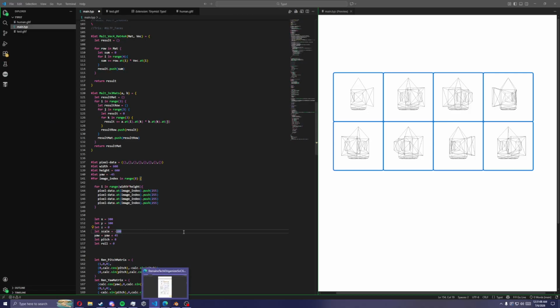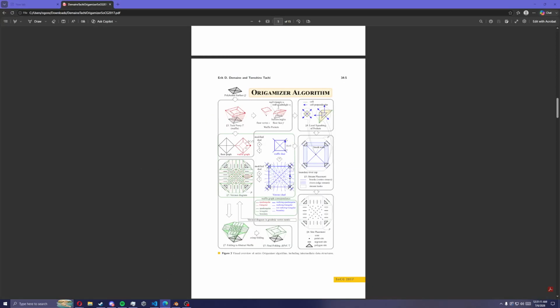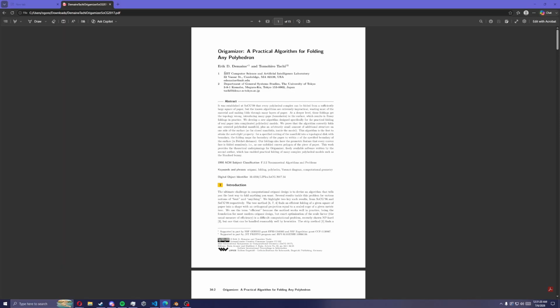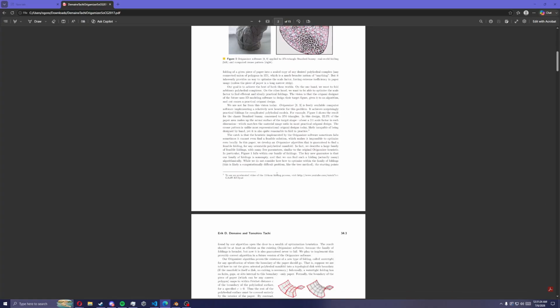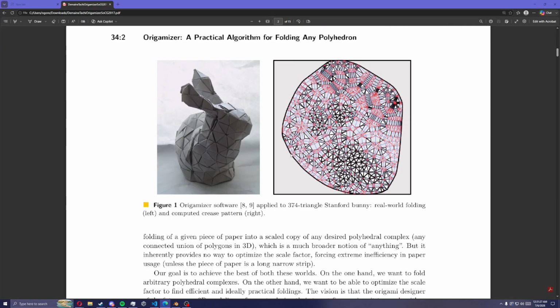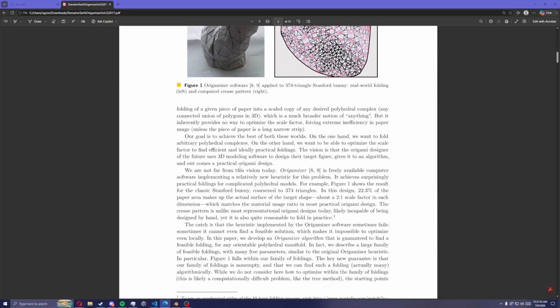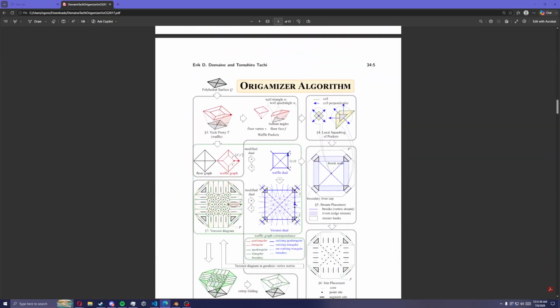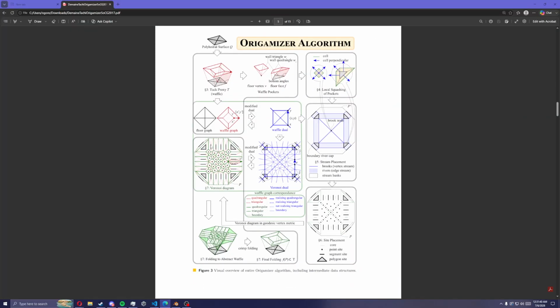But my initial plan for this was to actually try to implement an algorithm called the Origamizer algorithm. It's an algorithm from, I think, MIT and the University of Tokyo. The idea is that you could take any abstract geometric shape and turn it into a foldable pattern. And I was trying my damnedest to understand this stuff, but it really got over my head.